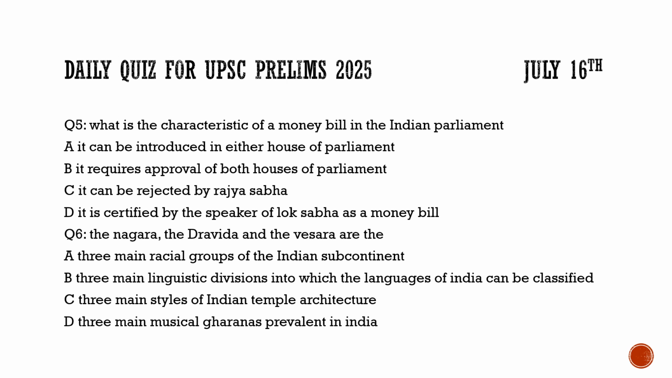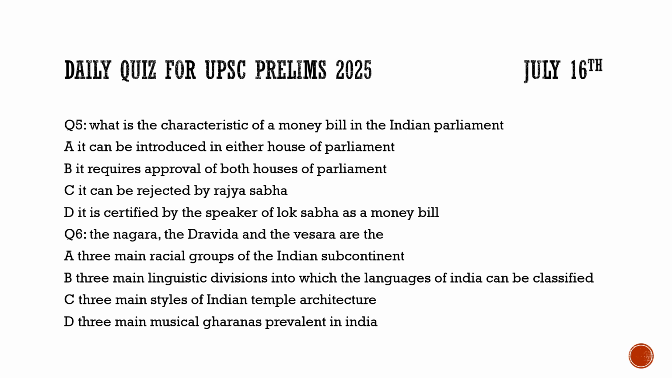The fourth option is, it is certified by the Speaker of Lok Sabha as a money bill. 100% true. So for question number 5, the characteristic of a money bill in the Indian Parliament, from these options, is that it is certified by the Speaker of Lok Sabha as a money bill. Now coming to the questions asked in previous year question papers. The question here says, the Nagara, the Dravida and the Vesara are the, this is a very simple question. I feel jealous about the students who had seen such questions.